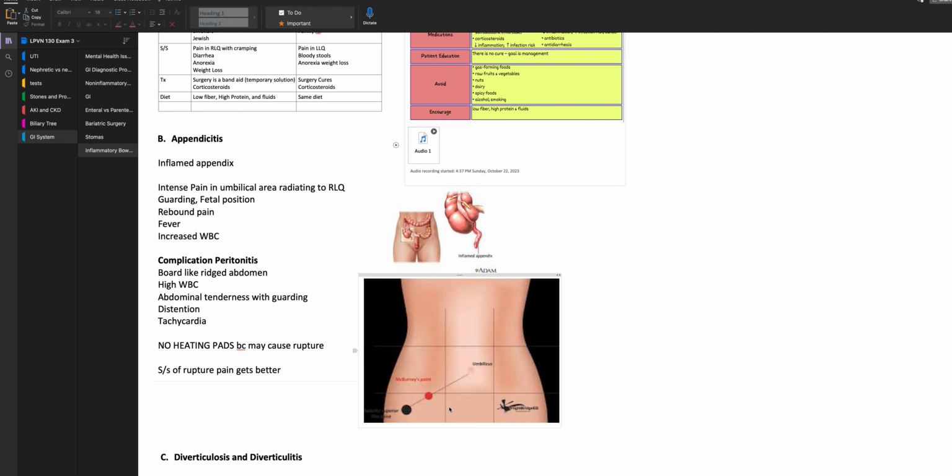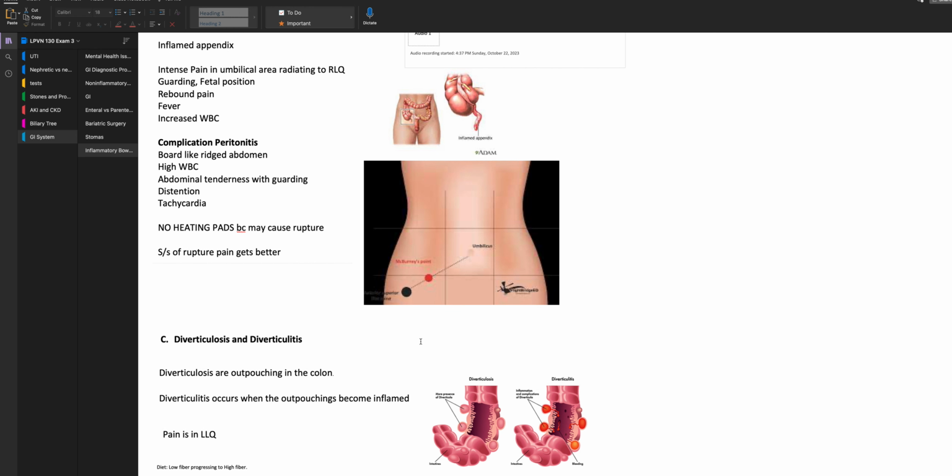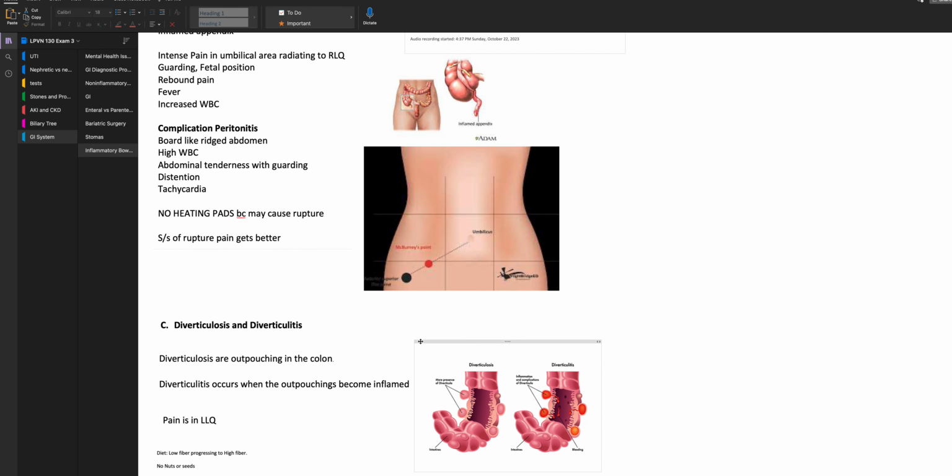The complication is peritonitis, so you should know the signs and symptoms by now because I keep talking about it. You never want to put a heating pad on this because you could make the appendix rupture. It's dangerous when the appendix ruptures because they're going to get peritonitis, but also young women can become sterile from having their appendix rupture. If it ruptures, the pain gets better. That's not a good sign. You do not want that. All right, now I'm going to move on. They would get an appendectomy via laparoscope.